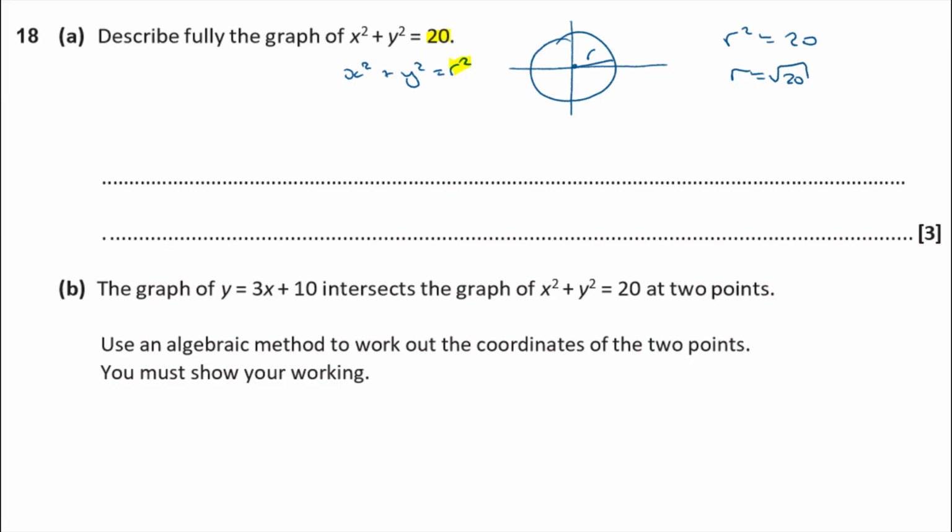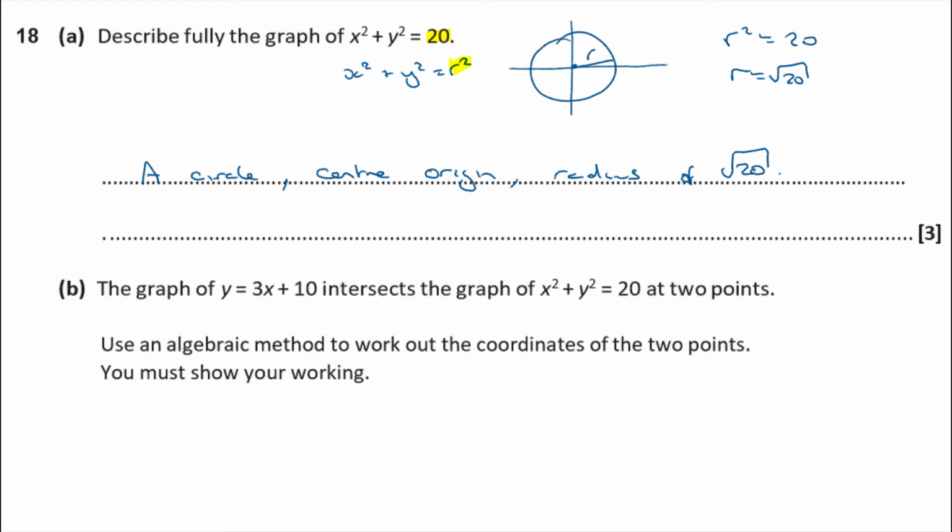So describe fully the graph. It is a circle, center, origin, radius of root 20. That's how I'm going to describe it. A circle, center, origin, radius of root 20.